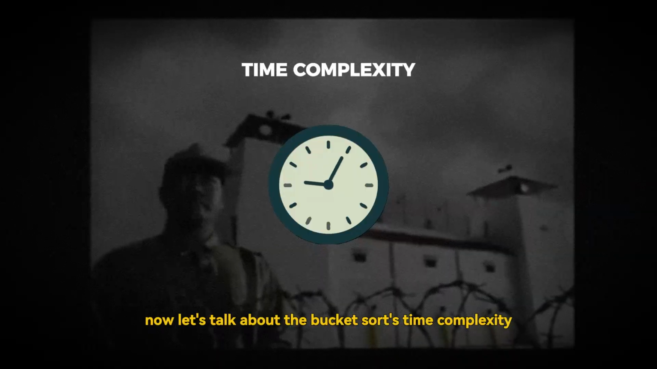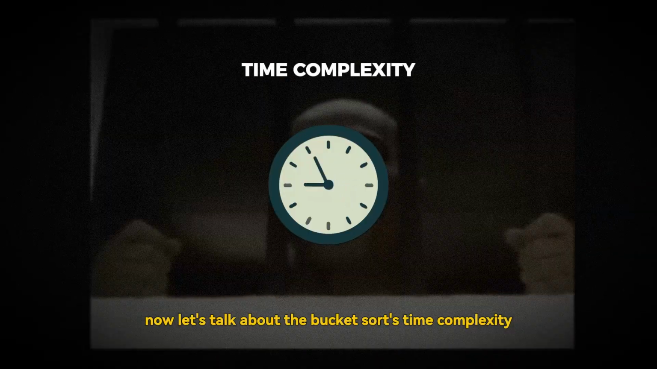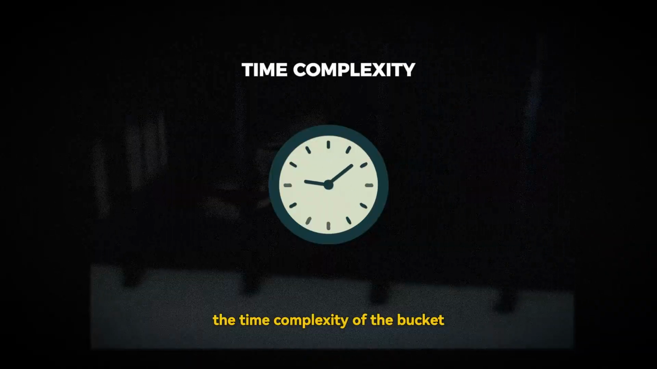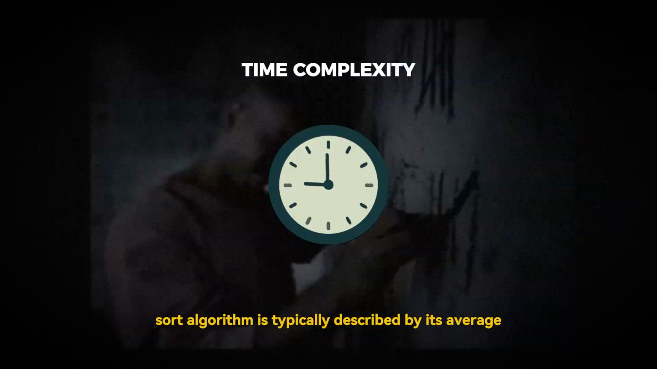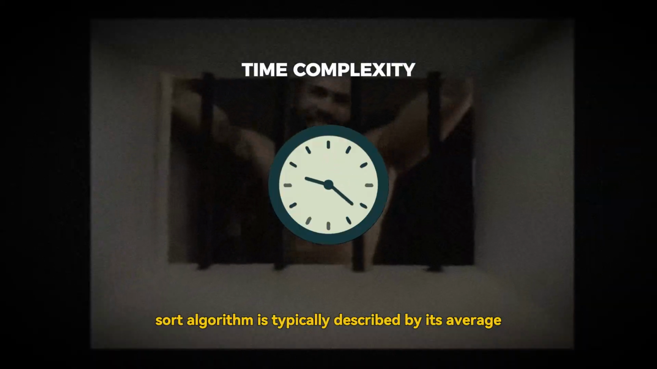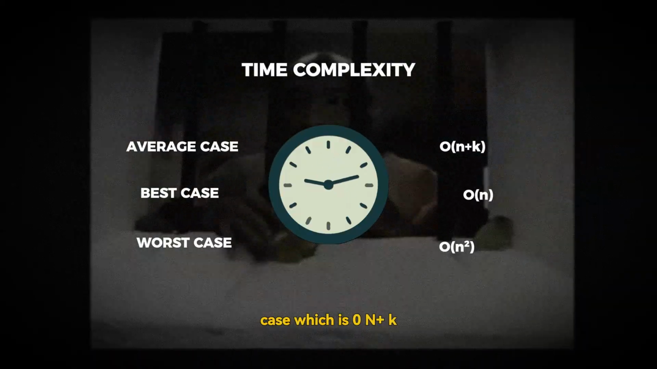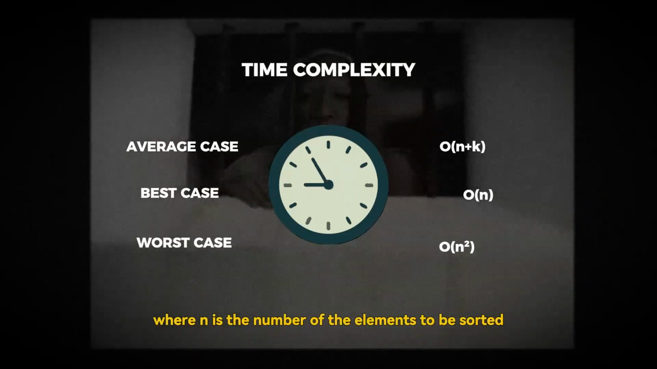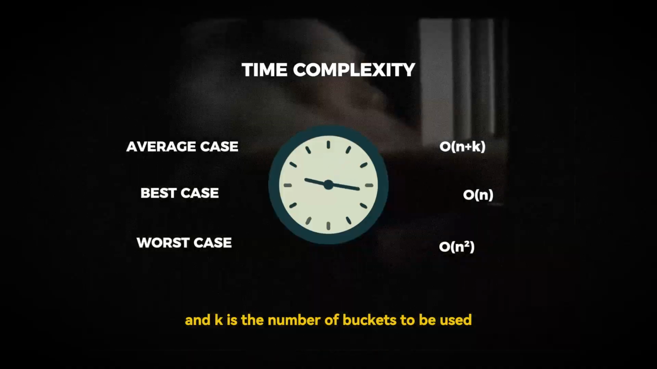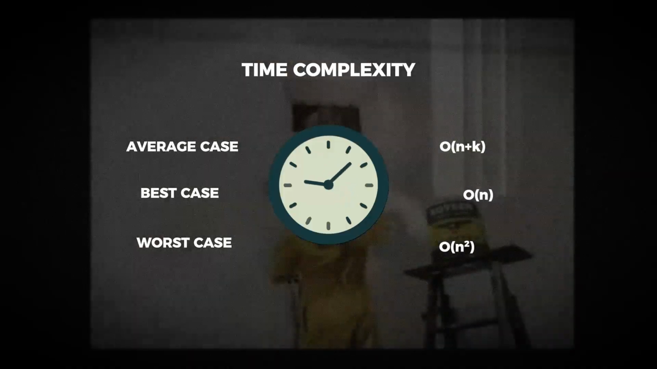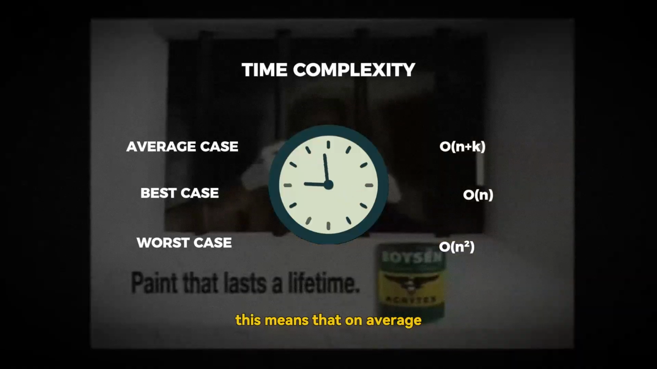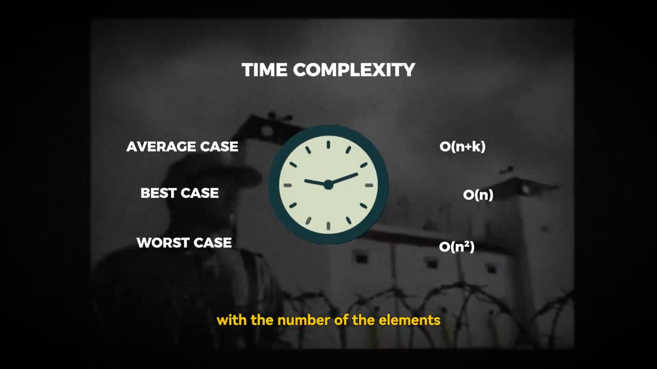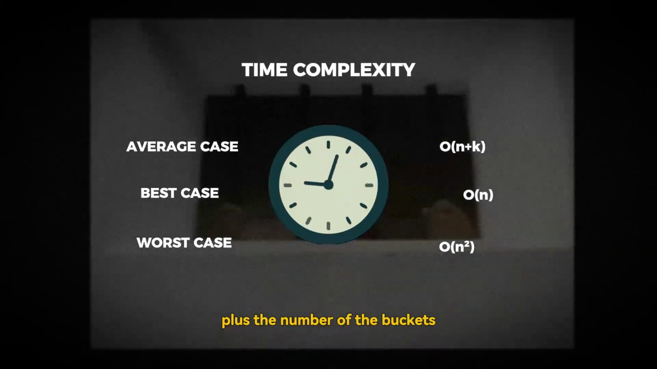Now let's talk about bucket sort's time complexity. Now let's head on to bucket sort's big O notation. The time complexity of the bucket sort algorithm is typically described by its average case, which is O(n + k), where n is the number of elements to be sorted and k is the number of buckets to be used. This means that on average, the time taken by the algorithm grows linearly with the number of elements plus the number of buckets.